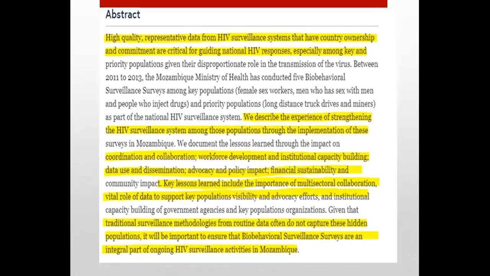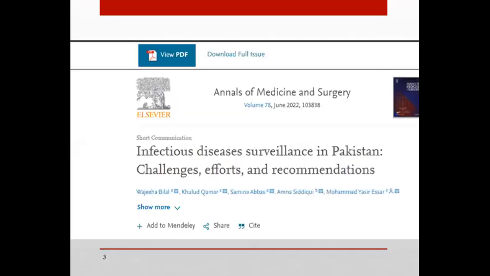Another article was published on strengthening HIV surveillance among key and priority populations in Mozambique. According to this abstract, high quality representative data from HIV surveillance have country ownership and commitment. They describe the experience of strengthening the HIV surveillance system among those populations through implementation. The key lessons learned were the importance of multi-sectoral collaboration, the vital role of data to support key population visibility, and that traditional surveillance methodologies from routine data should be used to capture the hidden population, mostly of HIV.